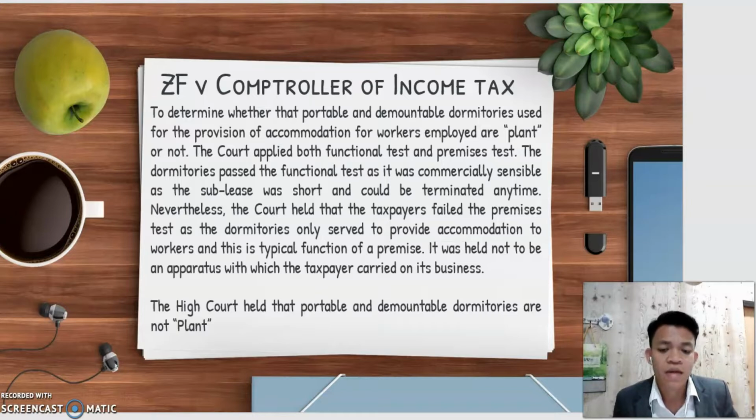Nevertheless, the court held that the taxpayer failed the premise test as the dormitories only serve to provide accommodation to workers, and this is a typical function of a premise. It was held not to be an apparatus with which the taxpayer carries on the business. The High Court held that portable and demountable dormitories are not plant.